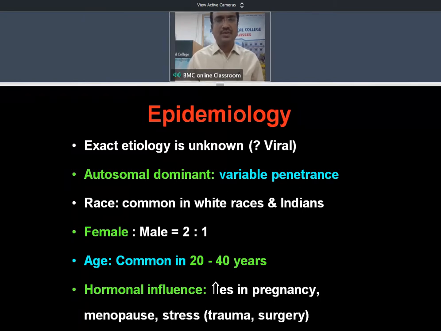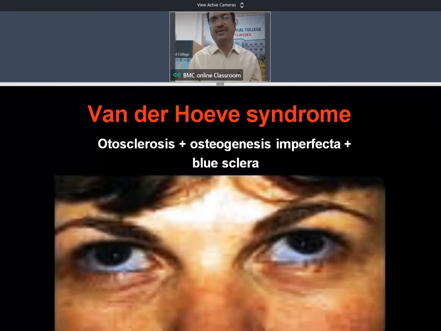So that is about the epidemiology of otosclerosis. The exact etiology is not known. Maybe viral infection or autosomal dominant variation. The female to male ratio is 2:1. So it is commonly seen in females, and the common age group is the middle age group. There is a hormonal influence on the development of otosclerosis.